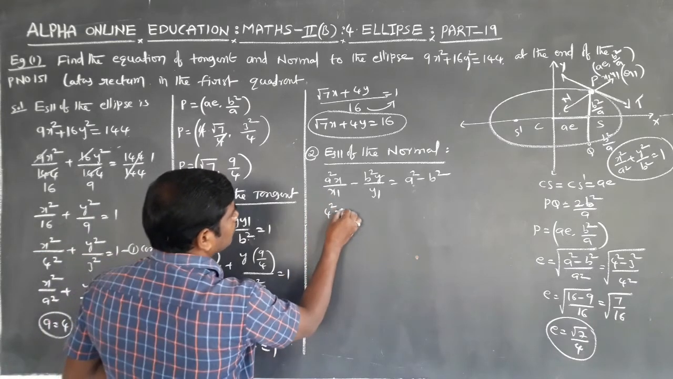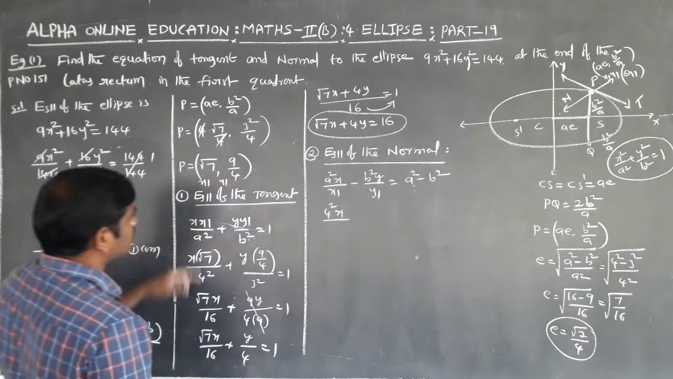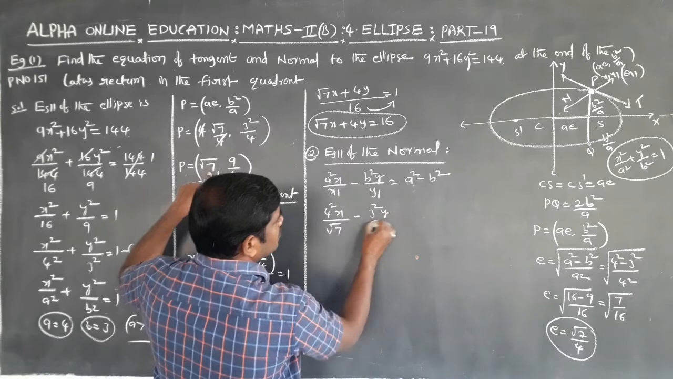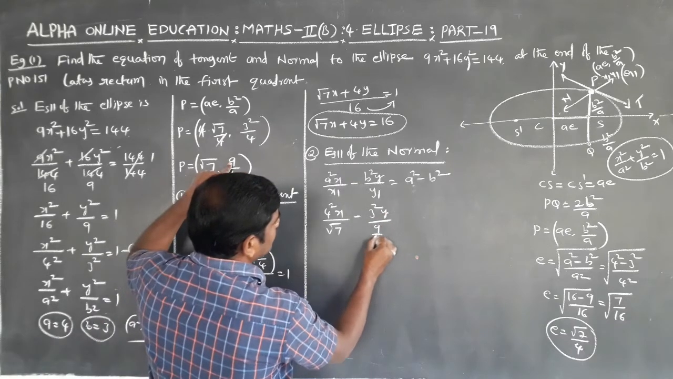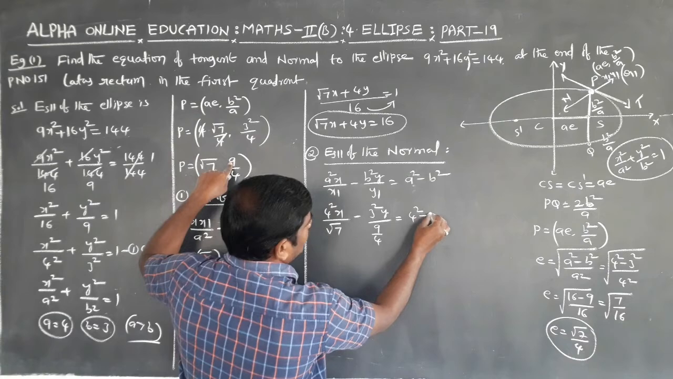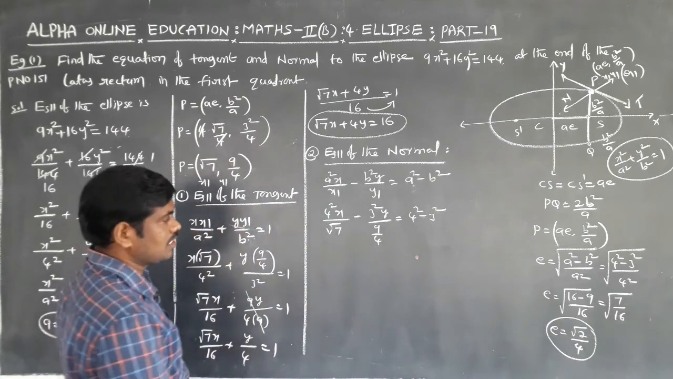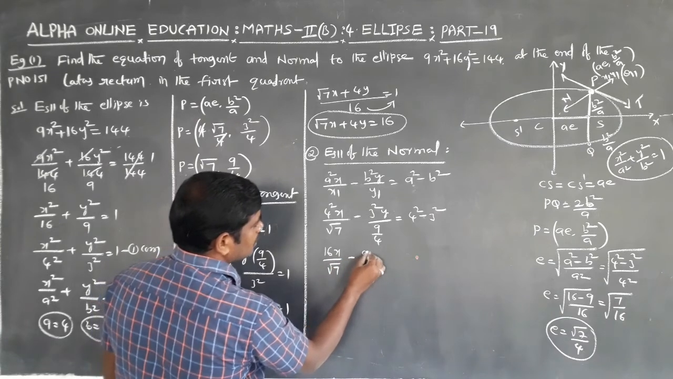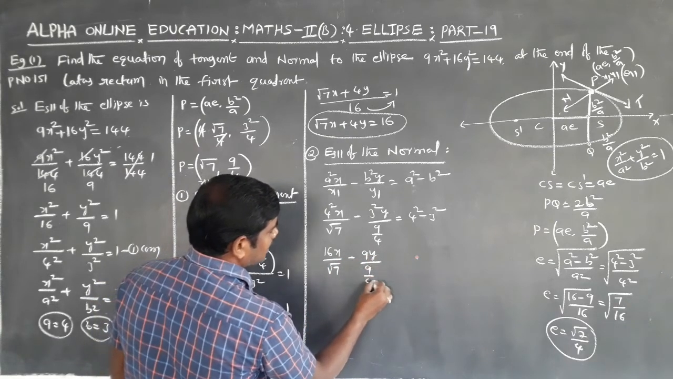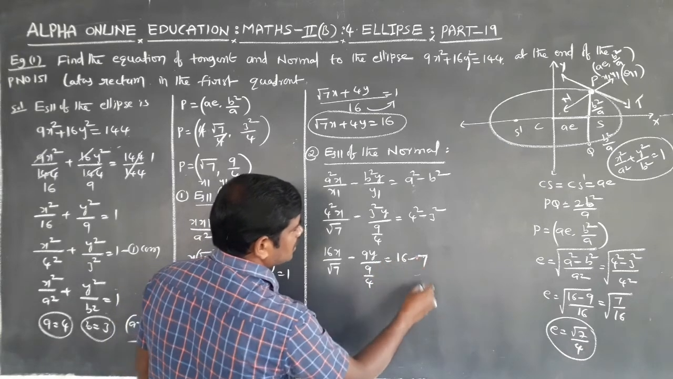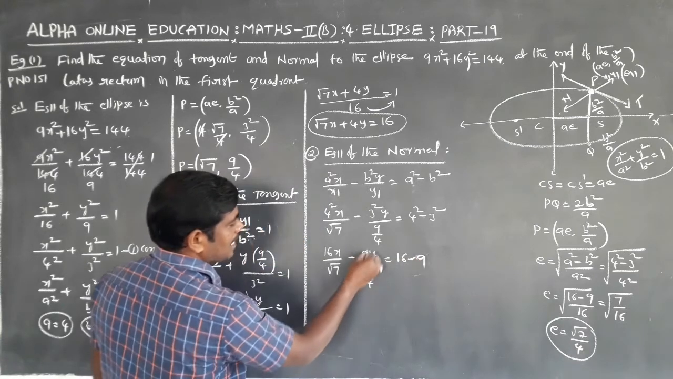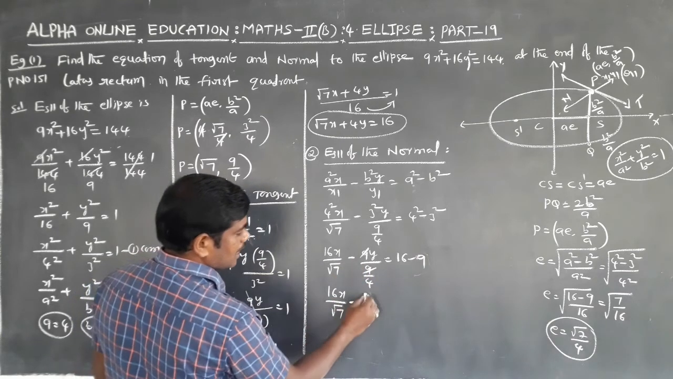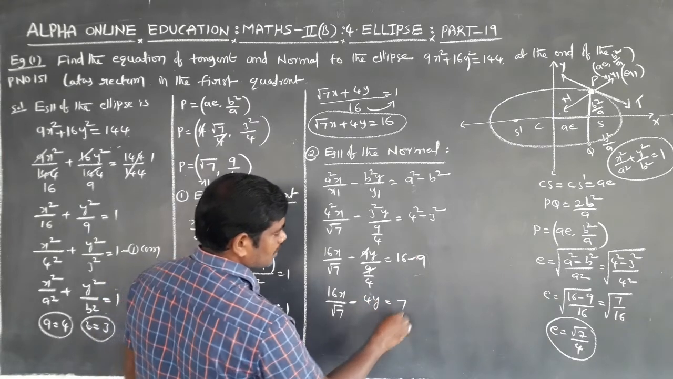a square 4 square, x by x1 root 7, minus b square 3 square, y by y1 9 by 4, equal to a square 4 square minus b square 3 square. 16x by root 7 minus 9y by 9 by 4 equal to 16 minus 9. 9 gets canceled. 16x by root 7 minus 4y equal to 7.